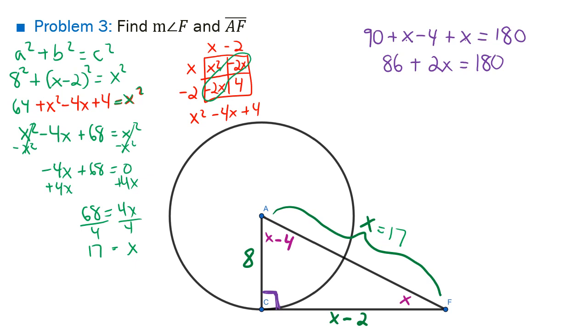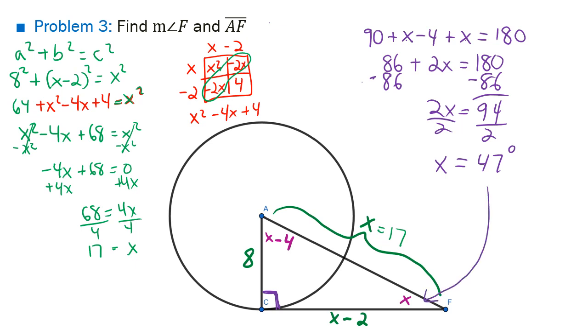We want to get the x by itself, so we're going to subtract the 86. So 180 minus 86 is going to give us 94. We're going to divide both sides by 2. And so 94 divided by 2 is 47 degrees. That is our angle F.